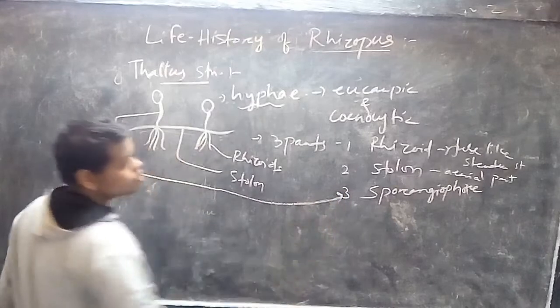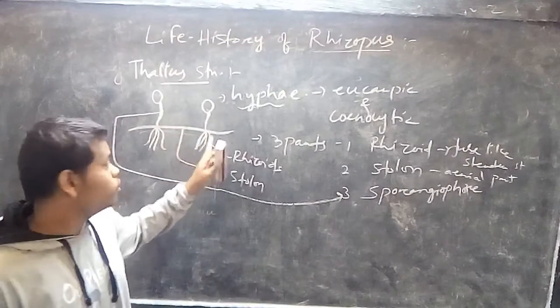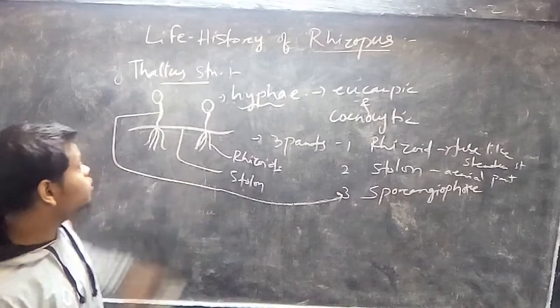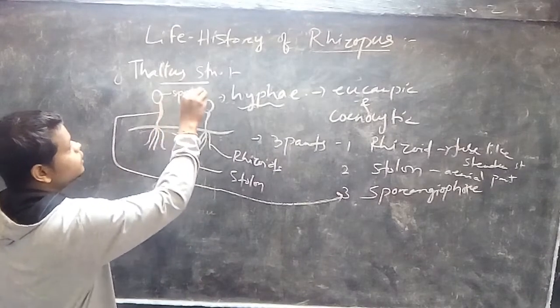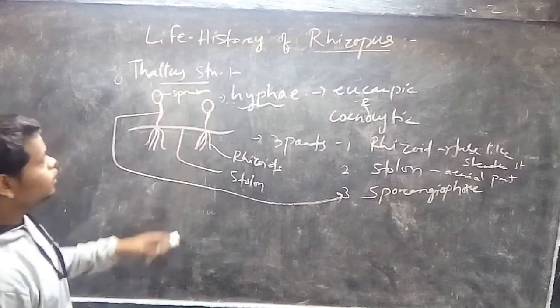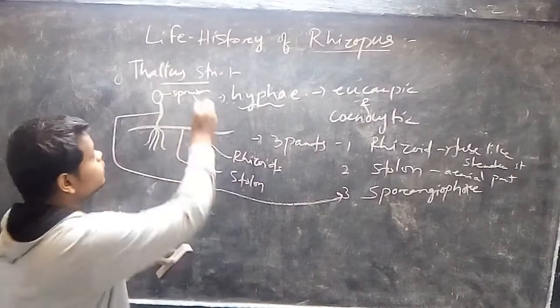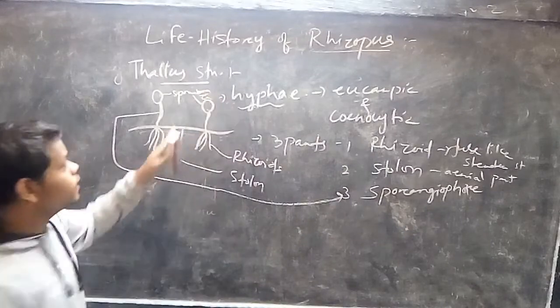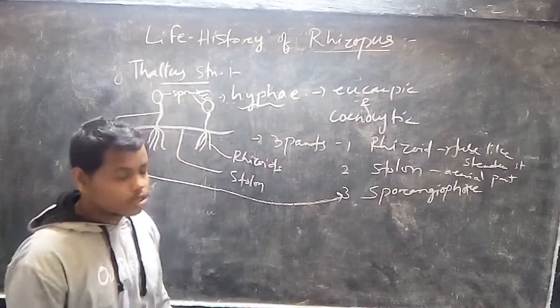These are the sporangiophores. Sporangiophores are the aerial part, growing opposite to the rhizoid. They bear sporangia. These are the sporangia. This is a sporangium. Singular is sporangium. If I mention the plural, two or more than one, then I will say sporangia. Inside the sporangia, sporangiospores are developed, which help in asexual reproduction.